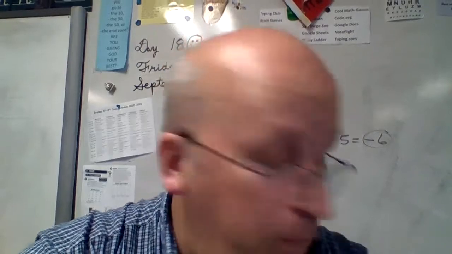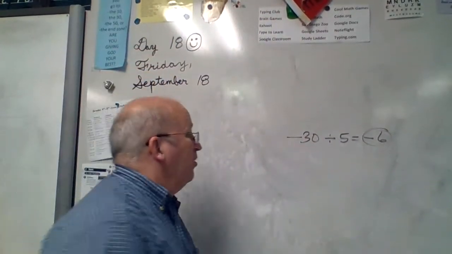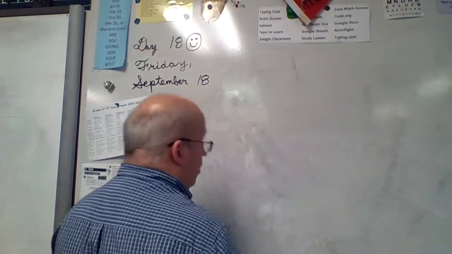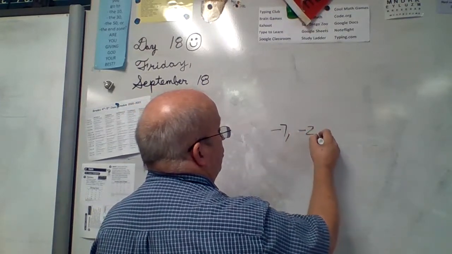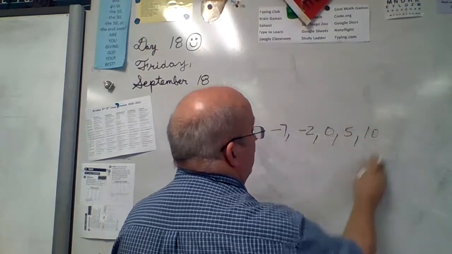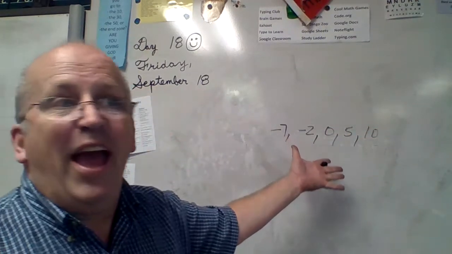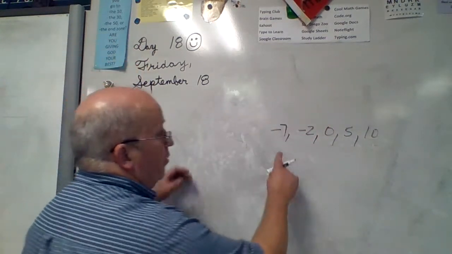Do you remember how to find average or mean? Hopefully you do. They have a problem in number 39 where they want you to find the average of some numbers. Let's try one similar to number 39, but not exactly like it. What if I had negative 7, and I had negative 2, and I had 0, and I had 5, and I had 10? And somebody said, find the average or find the mean of those numbers. First thing I got to do is add them up.